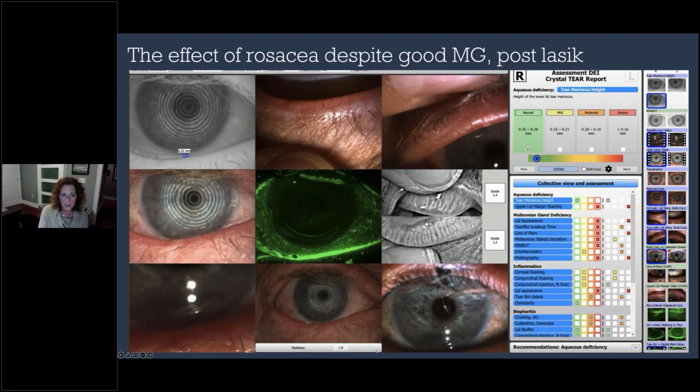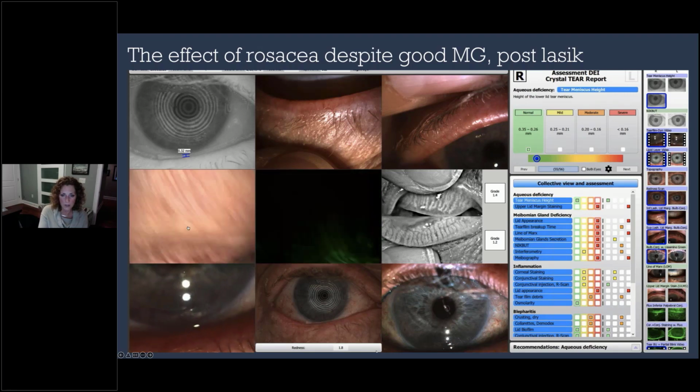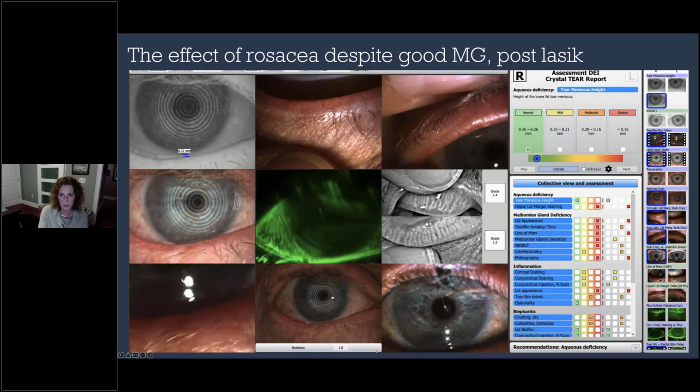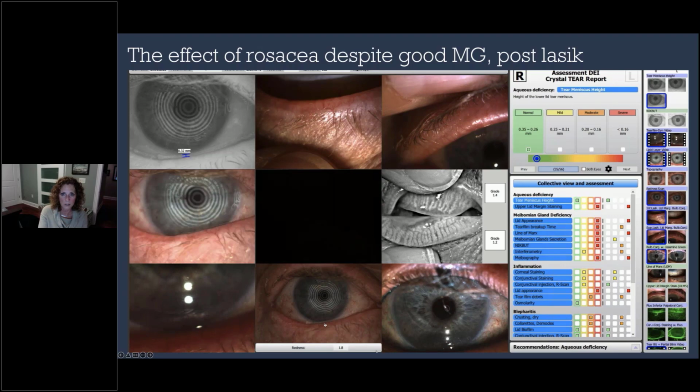But look at the color here. Their glands are working. We've got oil coming out. We haven't lost many, but we have an inflammation problem primarily from the rosacea.